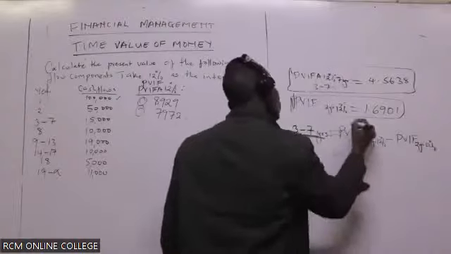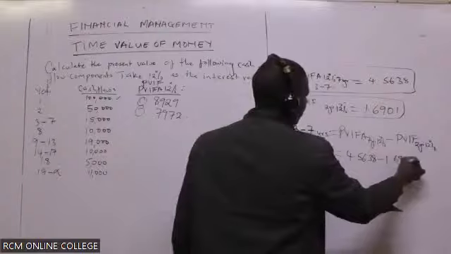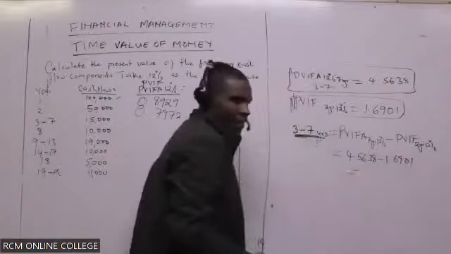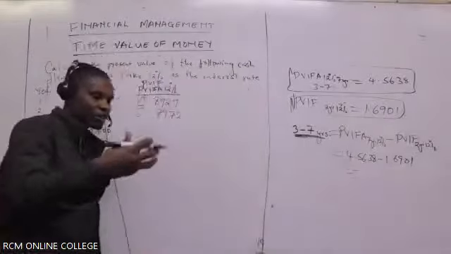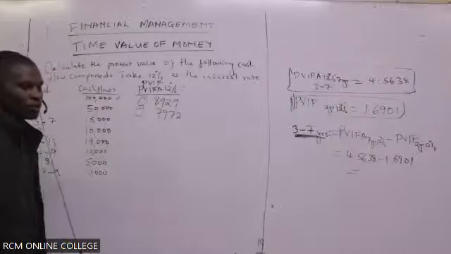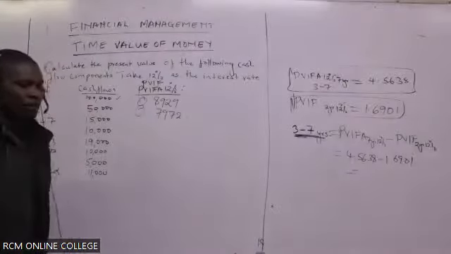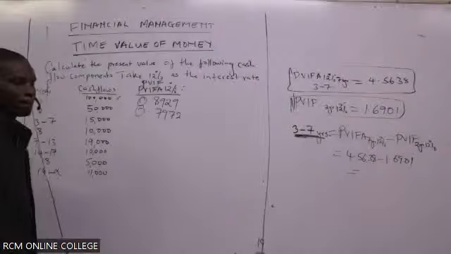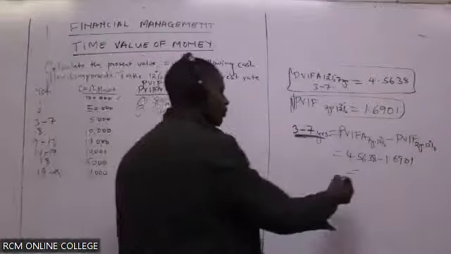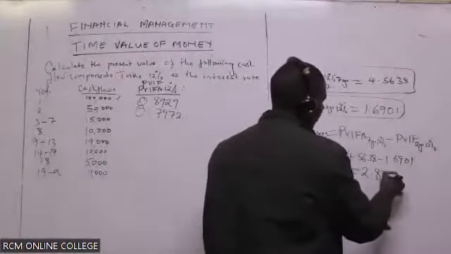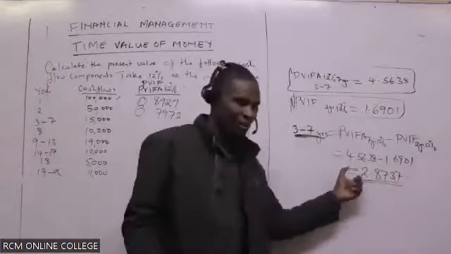Haya, nipatiwe hapa tuko na 4.5638 minus 1.6901. Nipatieni the actual 2.8730. Nataka nipate variety. Napenda kupata variety so that at least we are able to assist each other. Let's compare notes. 8737 ndio tunapata pale. Good. Thank you. 2.8737. I hope kila mtu ameona vile tumepata hii.